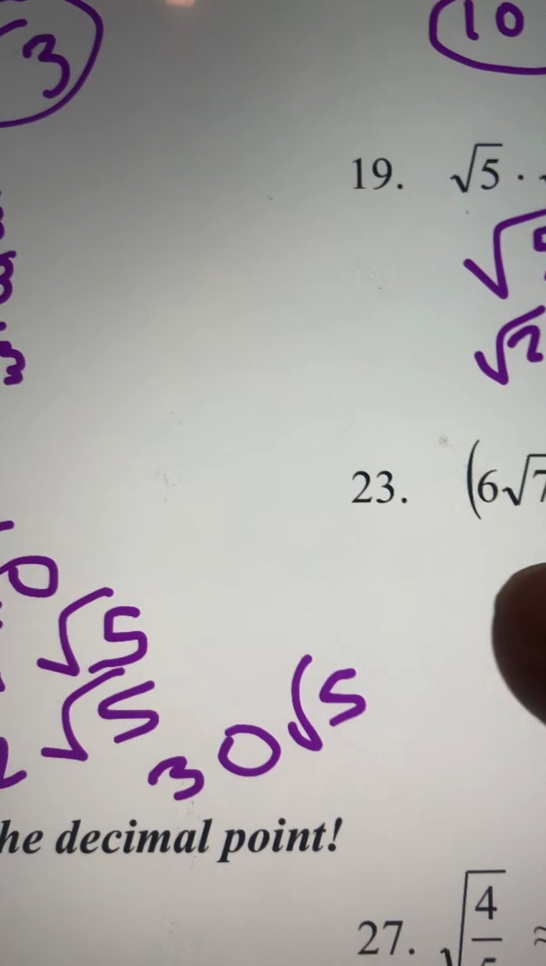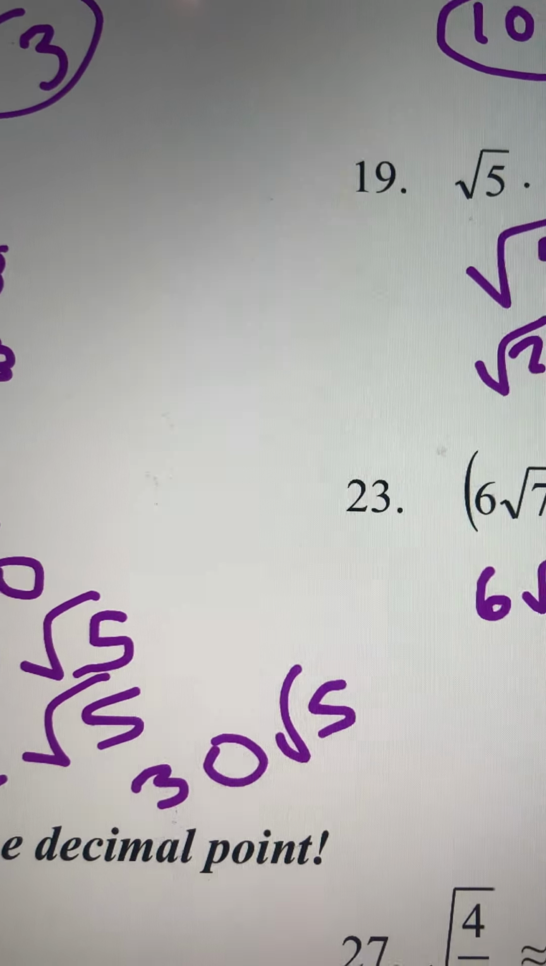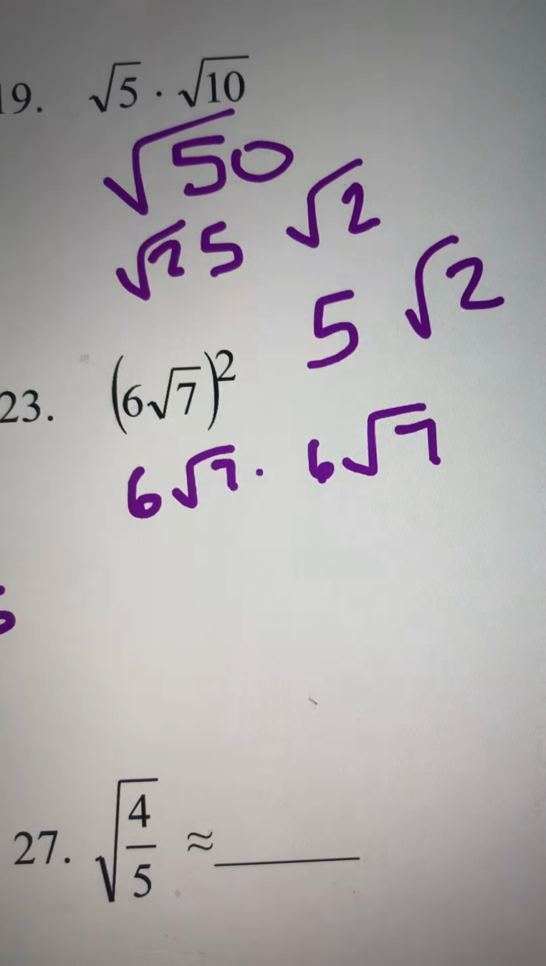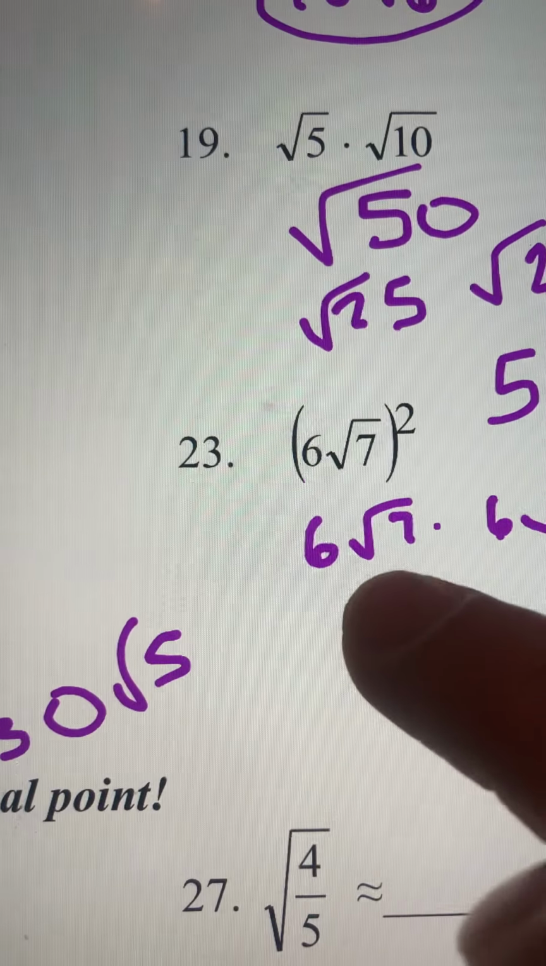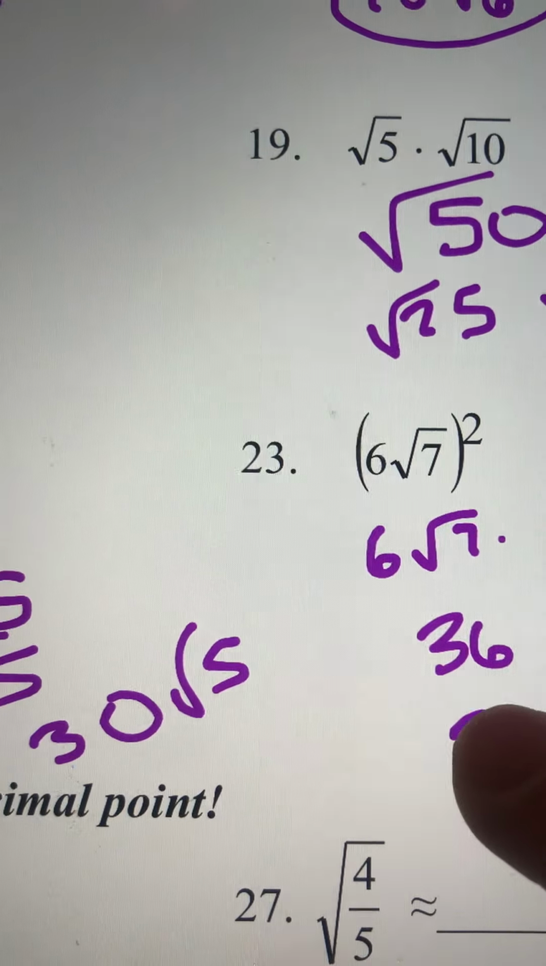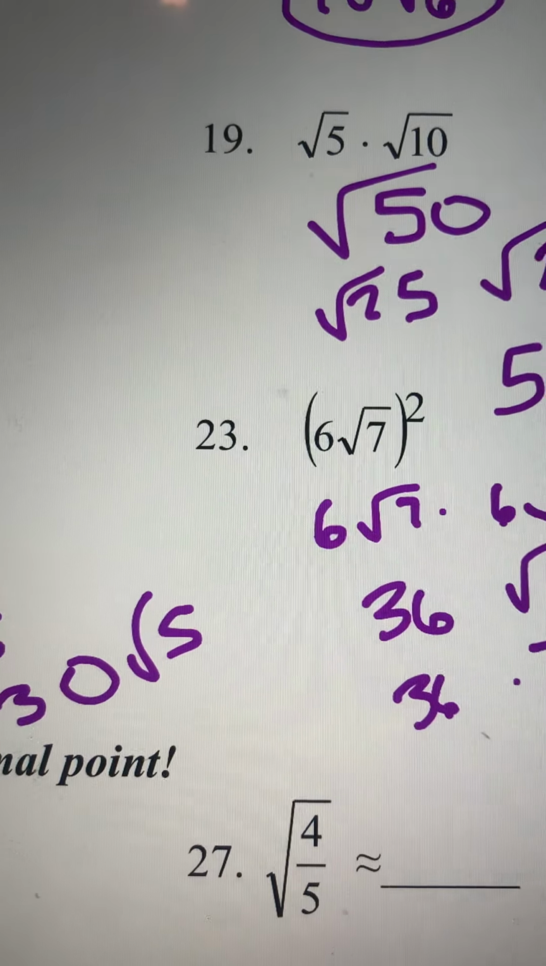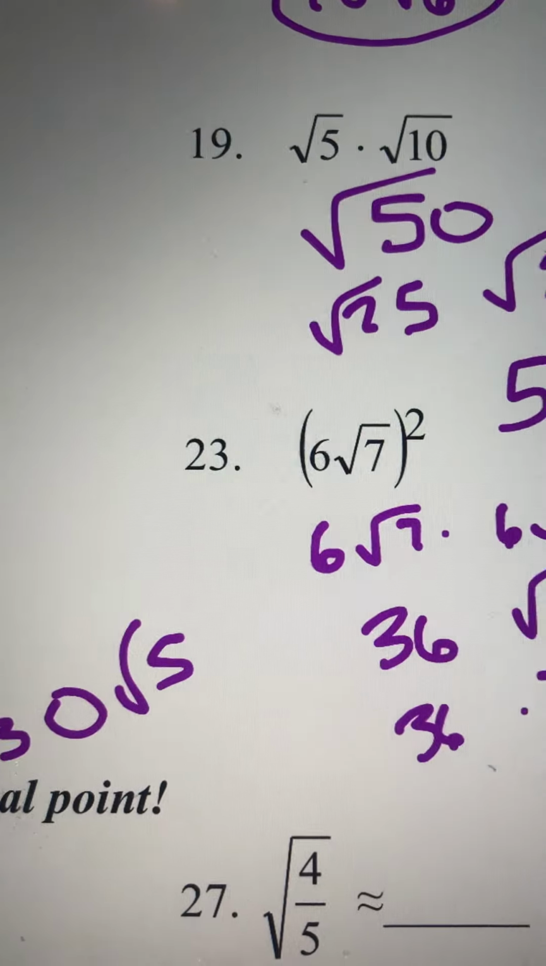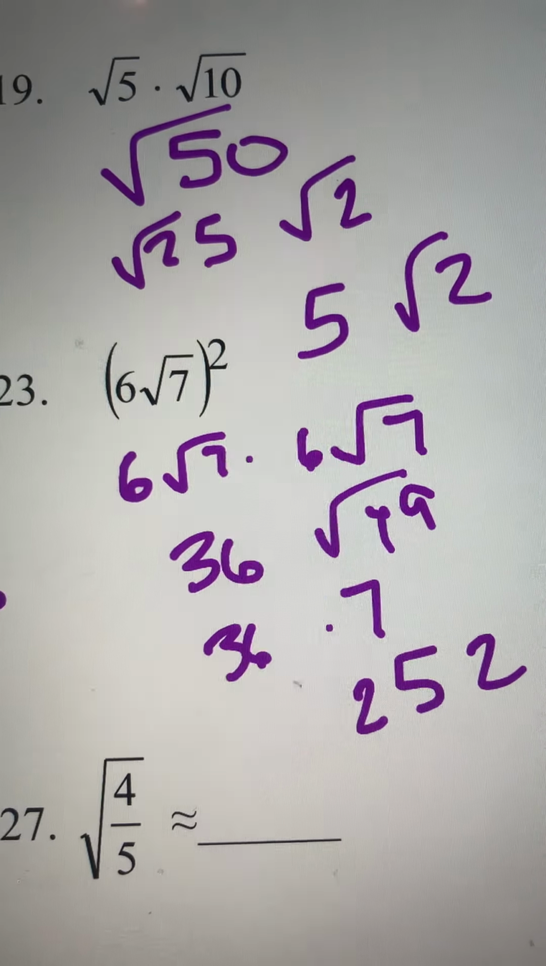We see one like number 23 a lot, and the key to this one is to write it 2 times. To square something is to multiply it by itself, so it's going to be 36 root 49, or 36 times 7. Doing that in my head real quick, 252.